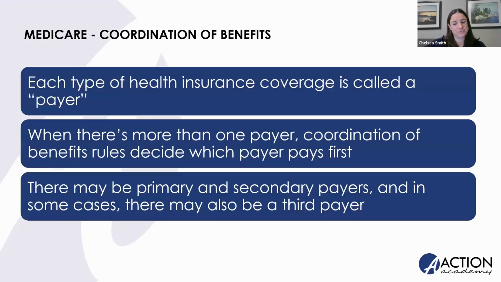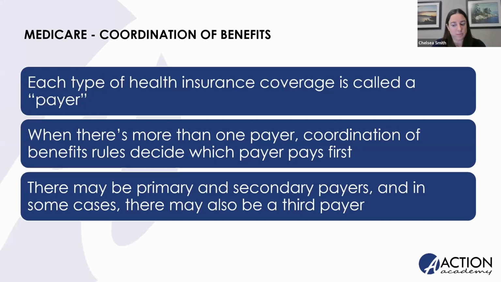This is a fun one. So coordination of benefits refers to the way that Medicare and another insurance a person might have, such as their group plan, Medicaid, ESRD plans, veteran care, whatever, could interact with one another. If you have Medicare and another type of health coverage, each type of coverage is called a payer. And when there's more than one payer, coordination of benefit rules will decide which one pays first. Medicare may be the primary payer or the secondary payer, depending on which one it is playing with.